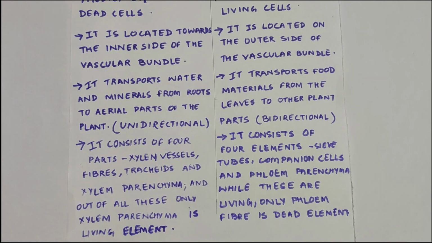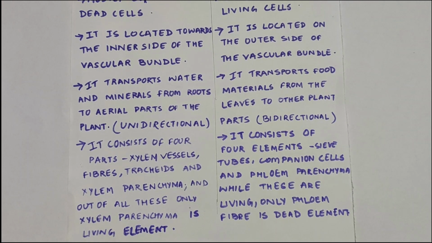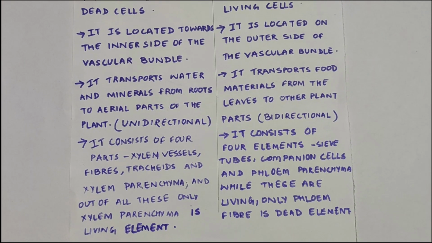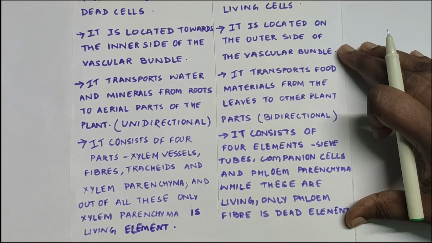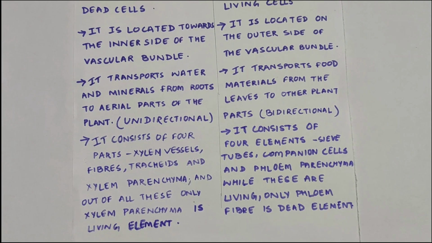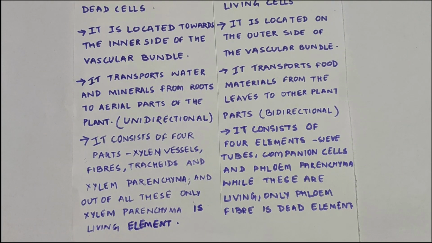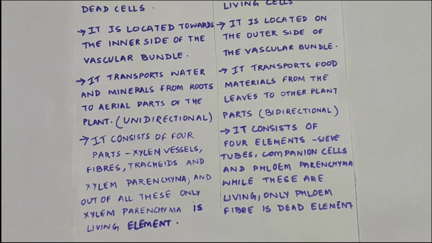And the other difference is that the four parts of xylem are xylem vessels, fibers, tracheids and xylem parenchyma, out of which all are dead except xylem parenchyma. And in the phloem, the four parts are sieve tubes, companion cells, phloem parenchyma and phloem fibers, and only the phloem fibers are dead. That's all in this video, where we came to learn about the transport system in plants.